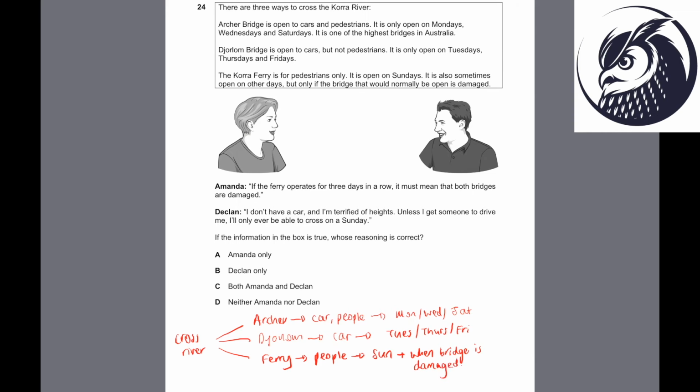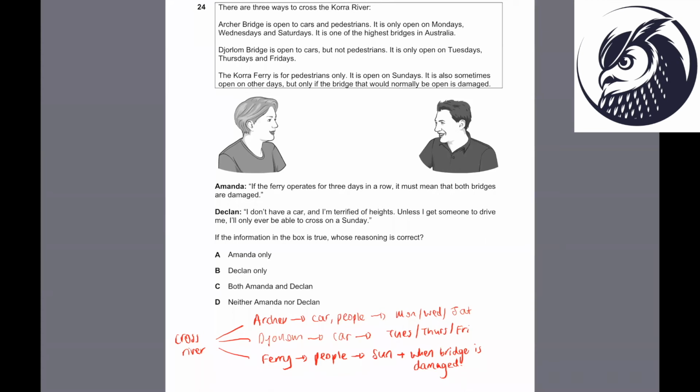Okay, so now that we have all the information summarized really nicely, let's have a look at our questions. So, our statements. Start off with Amanda. Amanda says, if the ferry operates for 3 days in a row, it must mean both bridges are damaged. Okay, so to figure out if Amanda's correct or not, let me draw your attention to a particular example.